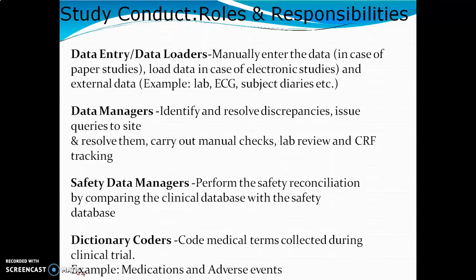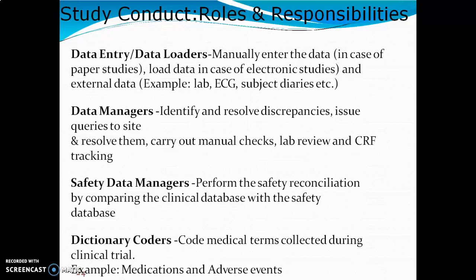They are going to carry out the manual checkup, lab review and CRF tracking. Then we have safety data managers, who perform the safety reconciliation by comparing the clinical database with the safety database, because if some serious adverse events have been reported, it's the responsibility of the data safety manager to cross verify very clearly whether there is any causality or relation with the study or not. They may raise a lot of questions, queries will be sent, and they are going to get back the information, and at the end they are going to decide whether it should be reported or not.